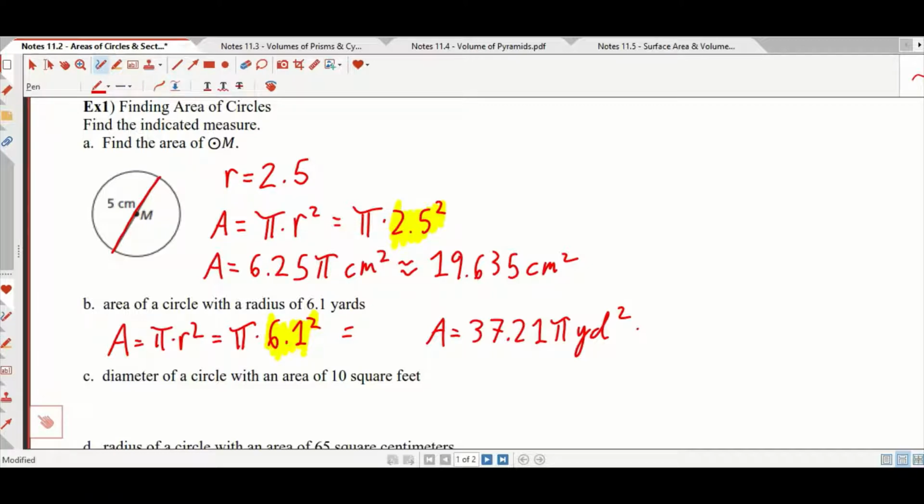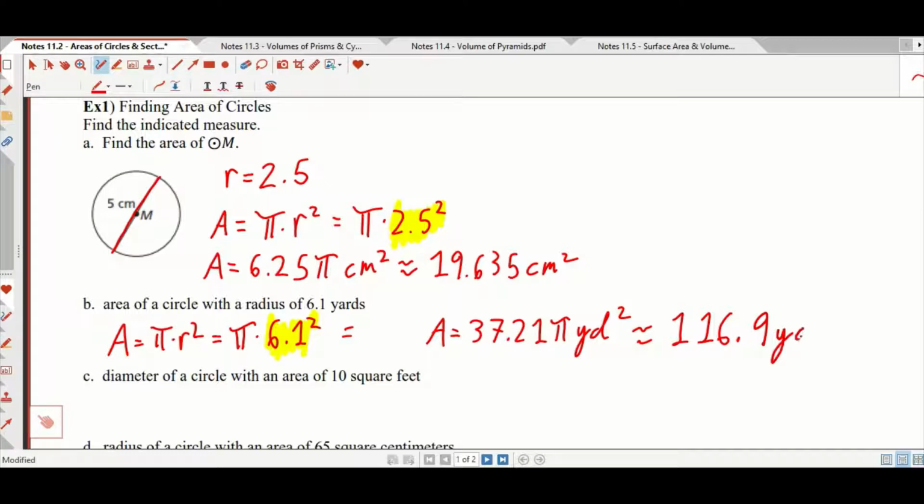Again, that's not very helpful if you're talking about how much lawn you're looking to do. So if you're asking someone to mow your lawn and they say, well, how many square yards is it? And you say, well, I measured it and it's exactly 37.21 pi yards squared, my good friend. They're going to think you are crazy. And so we're going to go ahead and multiply that by pi. And now you can tell them it's about 116.899. You know what? I'm going to call that 116.999.